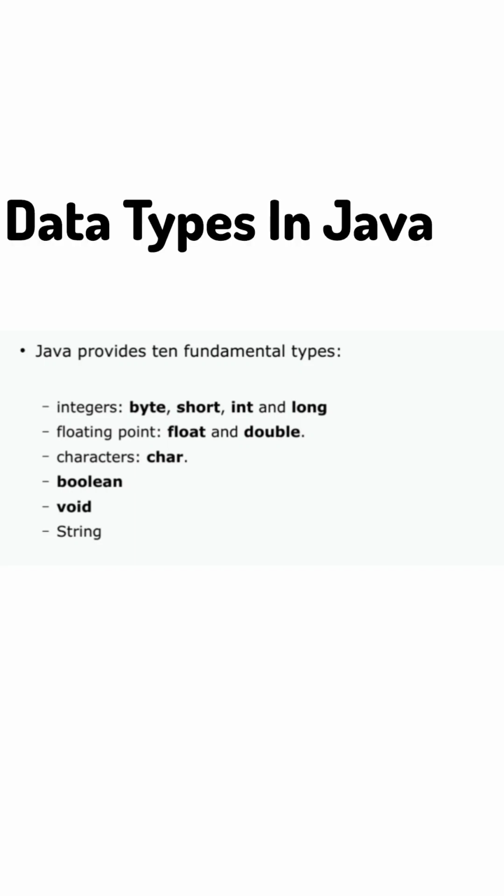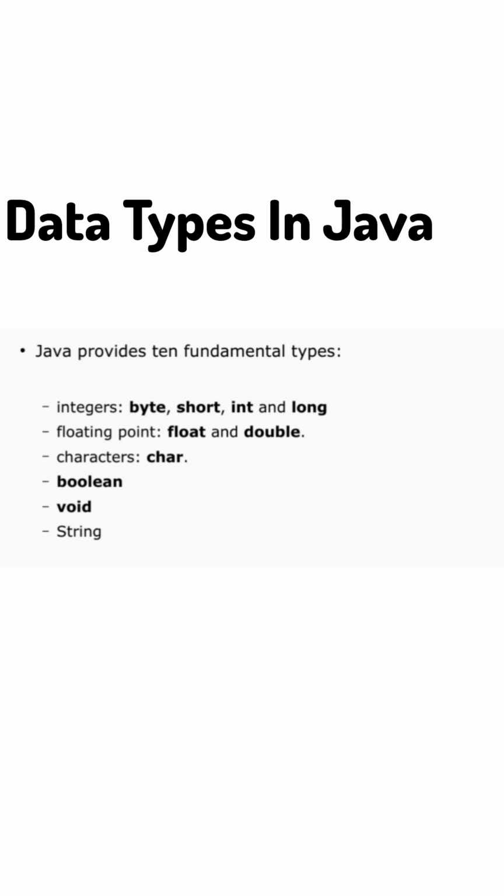So basically, what comes to your mind when you hear this term, data types? I'm going to tell you what a data type is. A data type specifies the different sizes and values that can be stored in a variable. In Java programming, we use variables and data types to store the values of data for manipulation and for further processing.